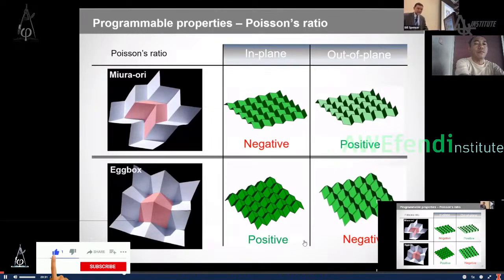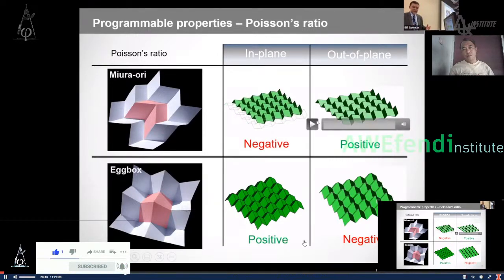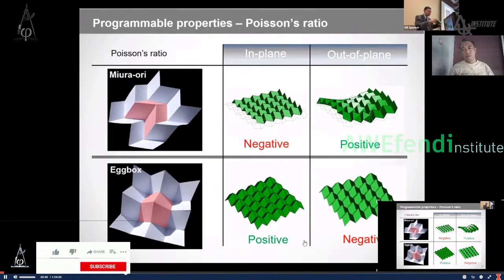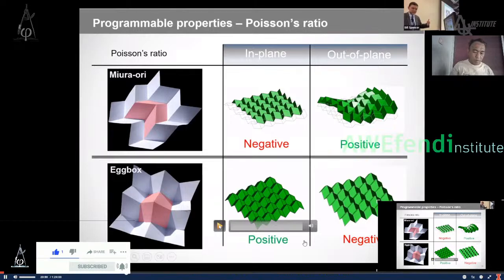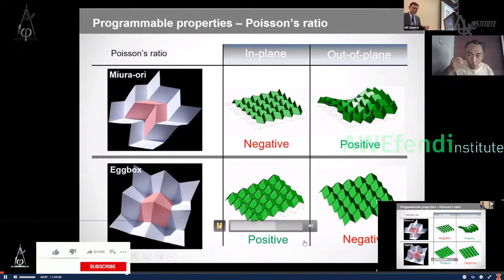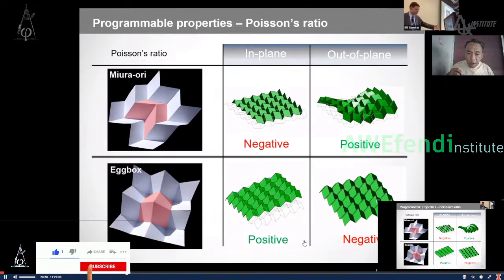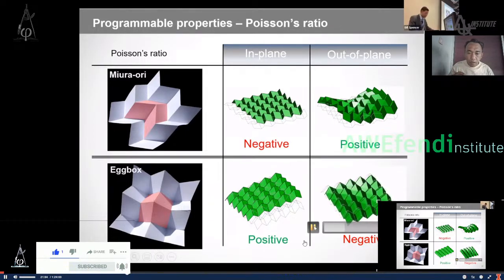The Miura is very interesting because we can show that it has a negative in-plane Poisson ratio. When you shrink in one direction, you shrink in all the directions, as you can see here, and it has a positive Poisson ratio out of plane because it forms this saddle type configuration when you bend. The egg box is the opposite. It has a positive in-plane Poisson ratio like any other material, as you can see here, standard materials like wood, metals, and so on, and has a negative out of plane Poisson ratio.